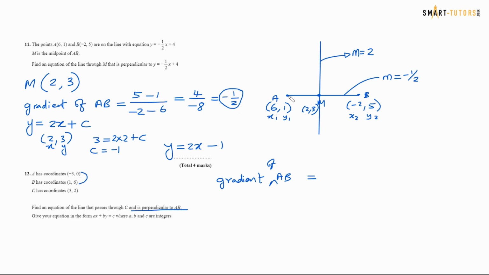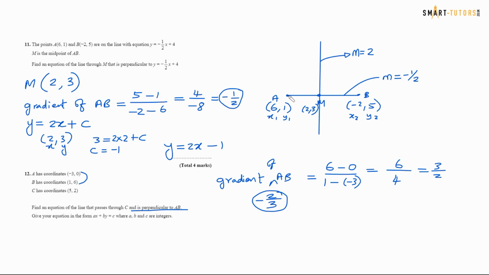So gradient of AB means this is the AB. Difference of y coordinate: 6 take away 0 is 6, and 1 take away minus 3. So 6 take away 0 is 6. 1 take away minus 3 is plus 4. So this is going to be 3 upon 2 in simplified form. So perpendicular gradient is going to be the negative reciprocal. So negative 2 upon 3. So perpendicular gradient is minus 2 upon 3.